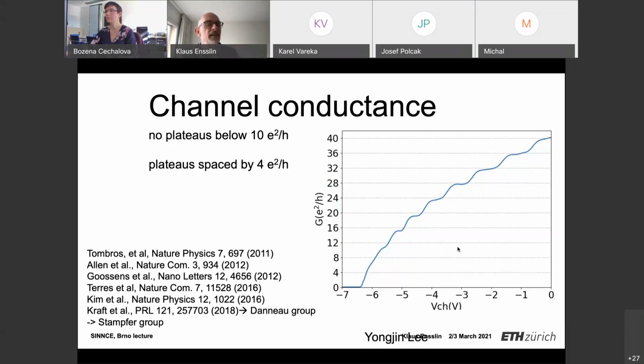Now, I should say that many people over the years have tried to see this quantized conductance with more or less success, and I think finally we can nail it down. And the reason is that we can control the confinement electrostatically and no longer rely on disordered edges.